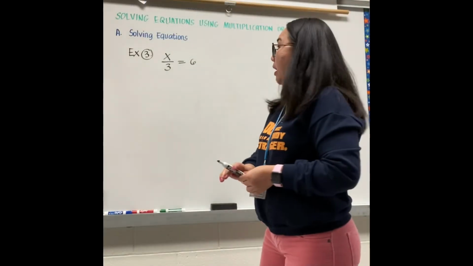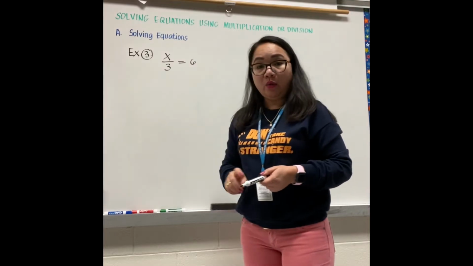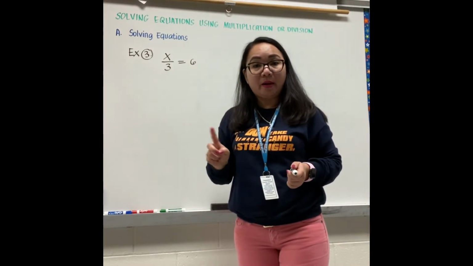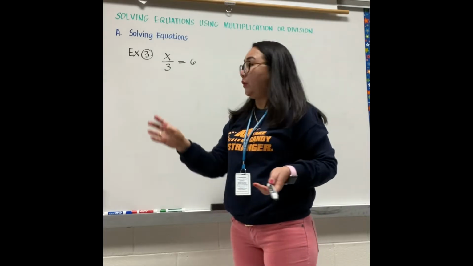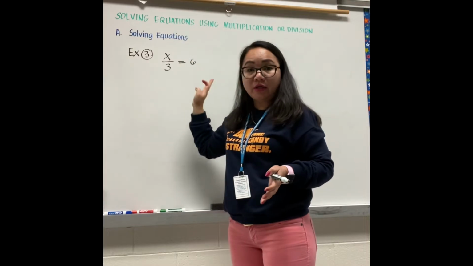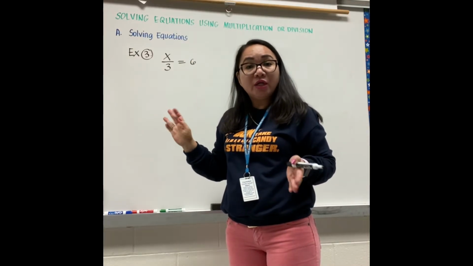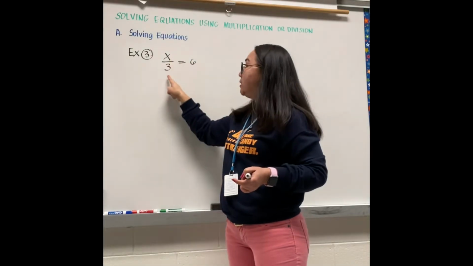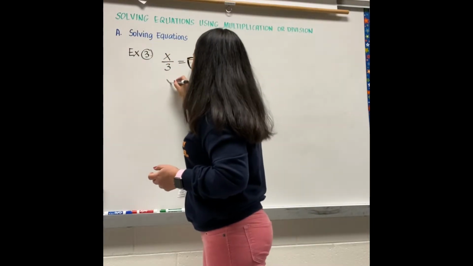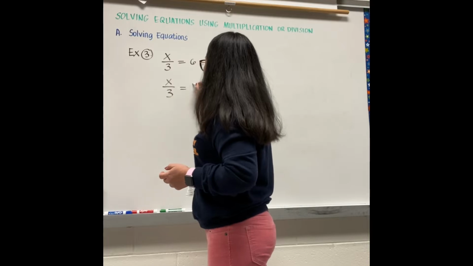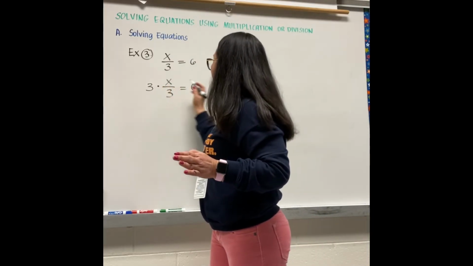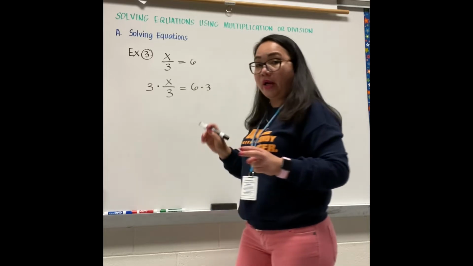Next example is x over 3 is equal to 6. You notice that our unknown x is divided by 3. So what we're going to do is get rid of this 3 by multiplying both sides of the equation by 3 so that x will be by itself on this side of the equation. So x over 3 is equal to 6, and then multiply by 3 on this side and 3 on the other side of the equation.